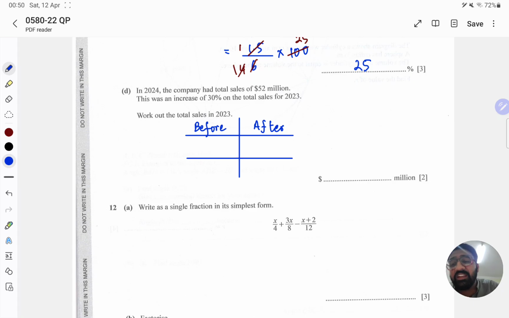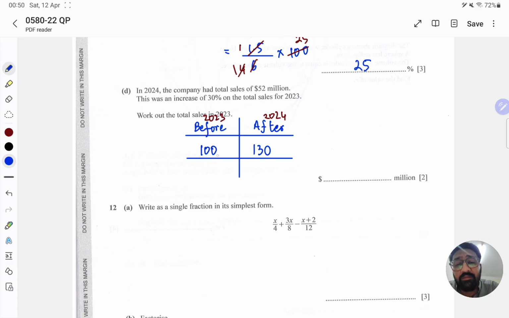So before percentage is always 100%. After first, let me write it here. This is 2023 and this is 2024. So before percentage is always 100%. After percentage is, this was an increase of 30%. So it means that in 2024 it is 30% more than the previous year.